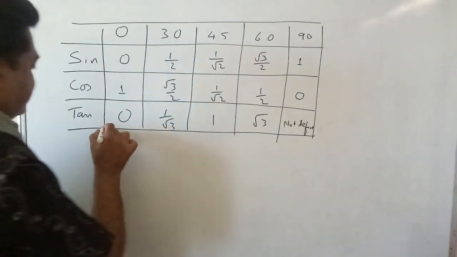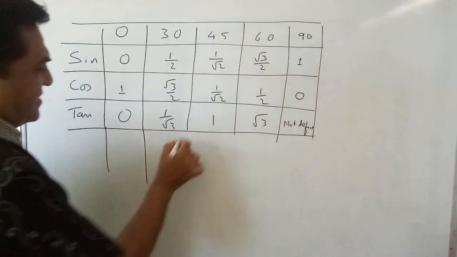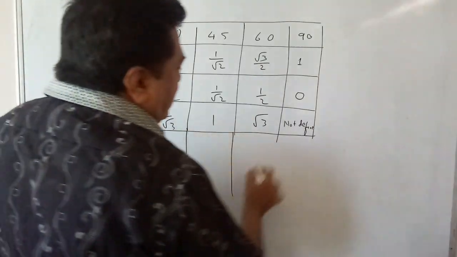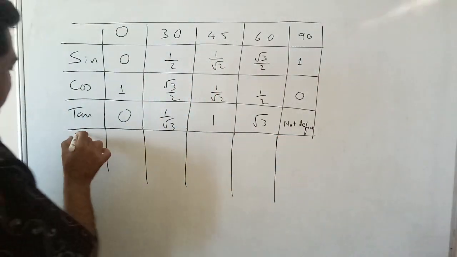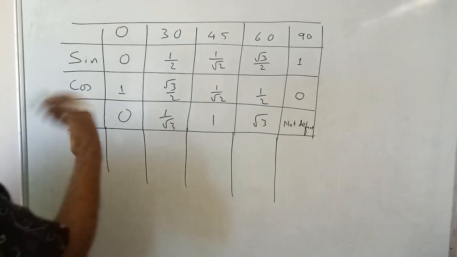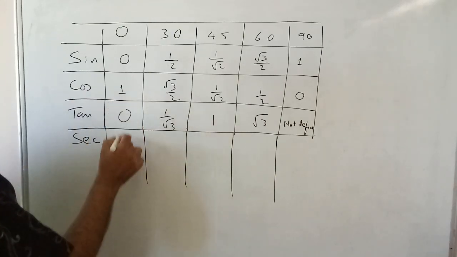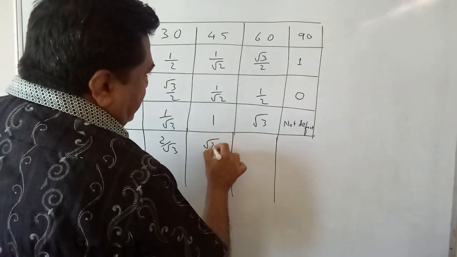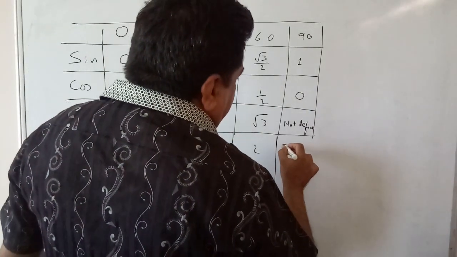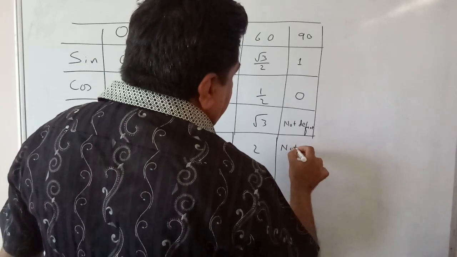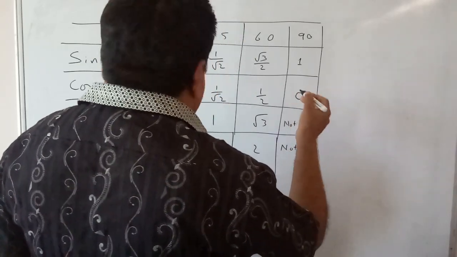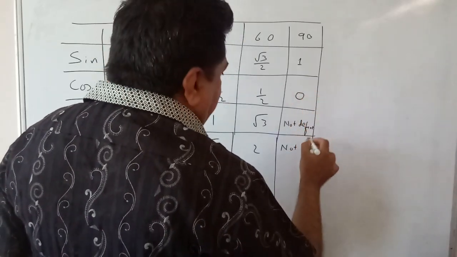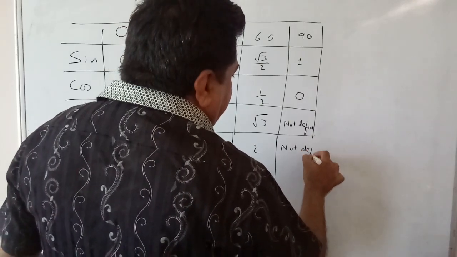Now from this you can write sec, cosec, cot, all these things. See, sec means inverse of cos, so we will write 2 upon root 3, root 2, 2, and this is not defined. Inverse of 0 is not possible, so it is not defined.